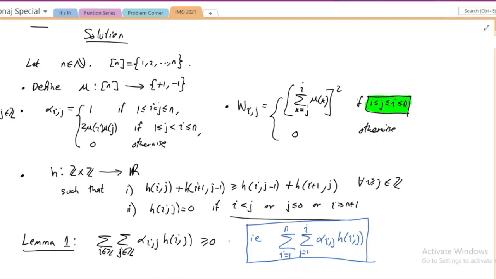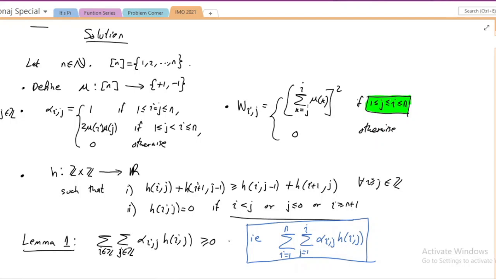Then for any i, j in Z, we define alpha_ij by three possible categories. If i equals j and they are in the range 1 to n, then that gives 1. If i is bigger than j and they are within the range 1 to n as well, we get 2 mu_i times mu_j, so that could be plus or minus 2. Otherwise we just get 0. So this simply means that either we have 1 ≤ j ≤ i ≤ n, or it's just 0.